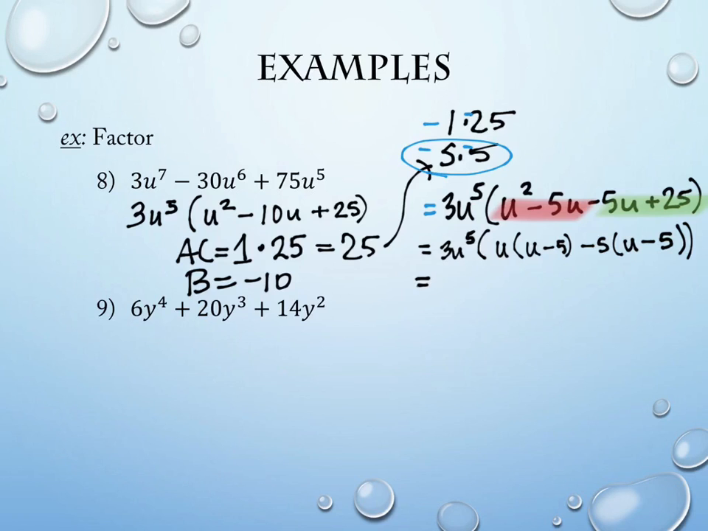So again, the 3 to the 5th stays the same. The matching parentheses is u minus 5. And then the pieces that remain are another u minus 5.